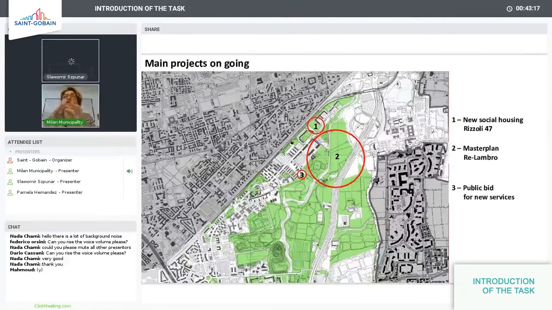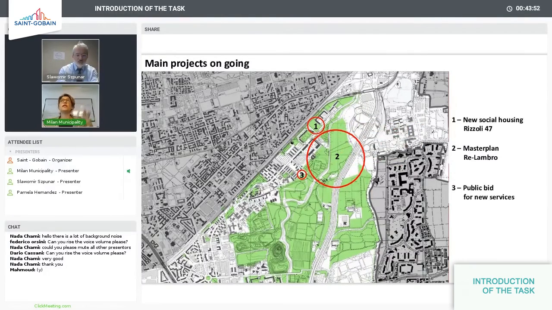So what I told you are just some of the main features of the neighborhood. It's important to remind you of some ongoing projects, and I'm gonna talk about three of them. The first one is just beside the area you're working on, a new social housing in Via Rizzoli 47.